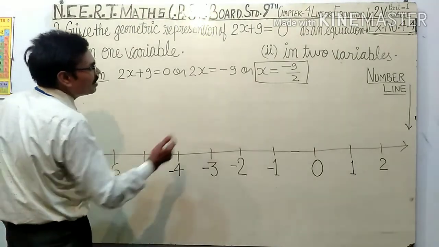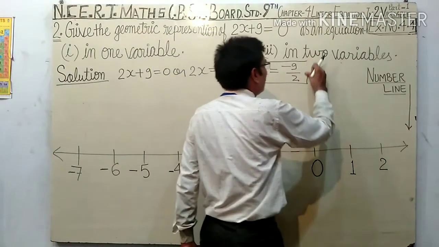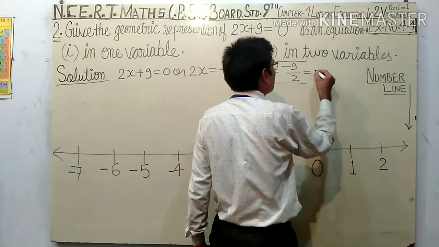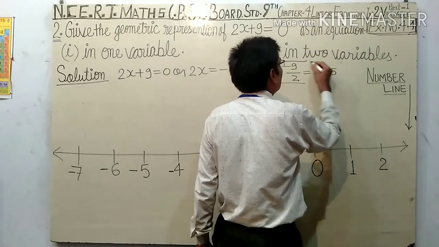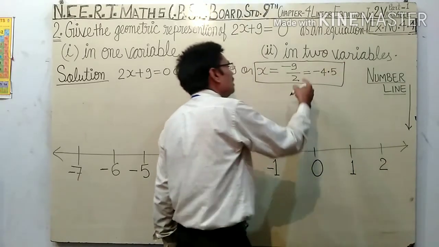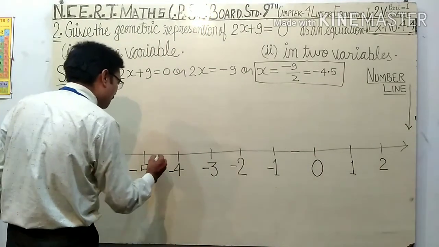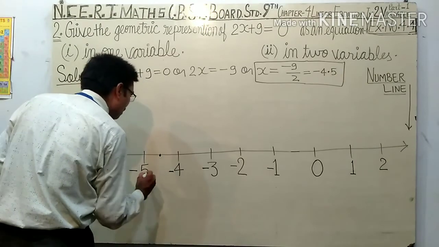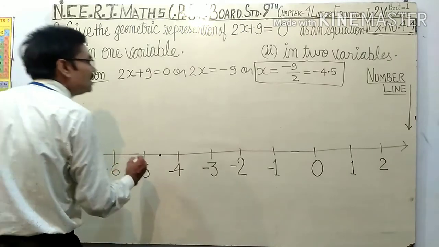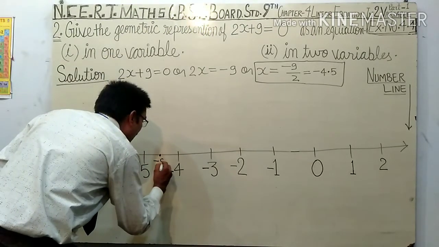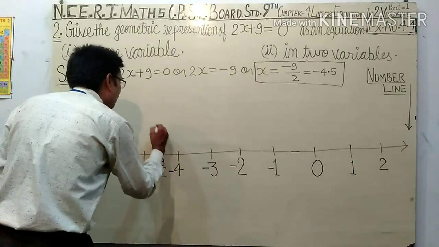Hence students, we have to represent -9 by 2 in one variable, and the value of one variable is always on the number line, so we have to search for -9 by 2. -9 by 2 means 2 fours are 8, remainder 1, 2 fives are 10. This means we have to look for the point -4.5. -4.5 will lie between 4 and 5. This is the point we are searching for. This is -9 by 2 and will be represented by the letter x.